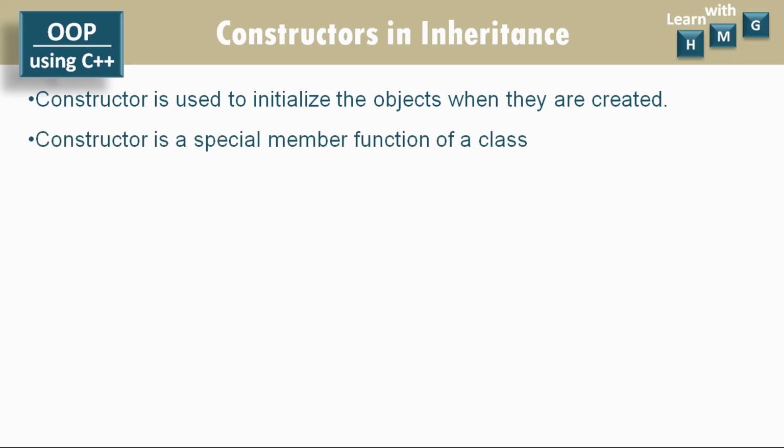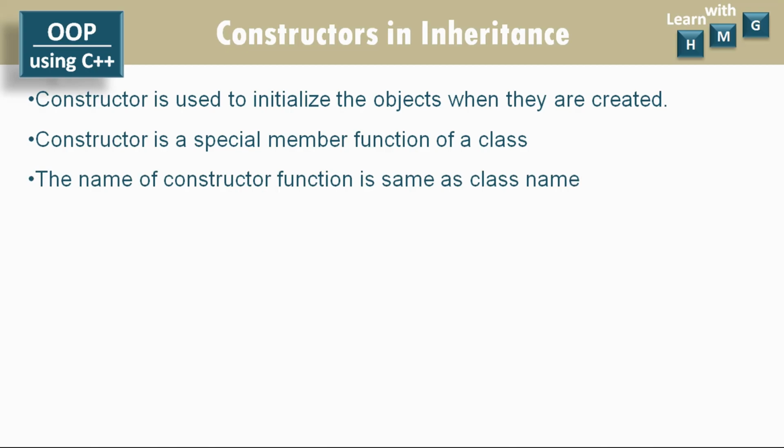A constructor is a special member function of a class. The normal member functions are there, and along with that, we can have the special member function, that is the constructor. The speciality of a constructor is that its name is the same as the class name. Whatever the class name is, you have to use the same name for the constructor function also.